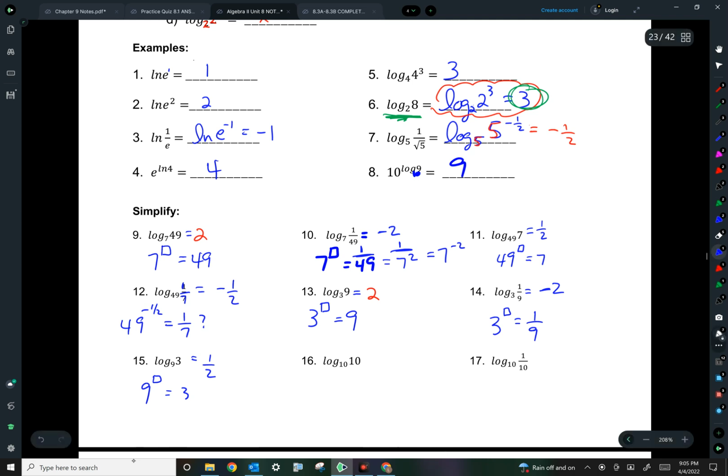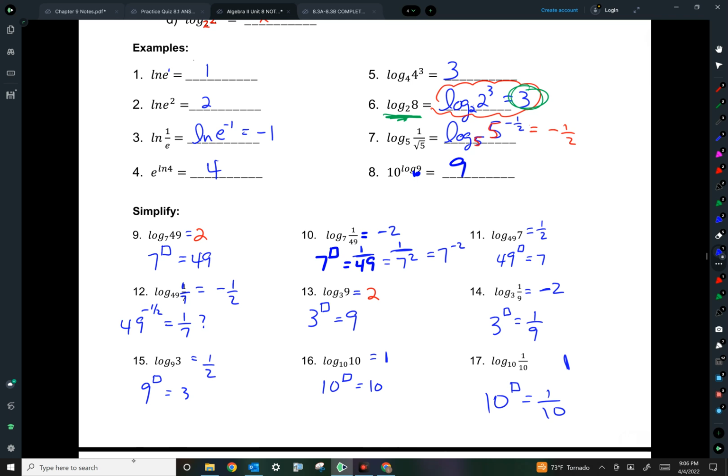Okay, what about this one? 10 to what power equals 10? Well, the only way to end up with the same number is if your exponent is 1, isn't it? Okay, what about this one? 10 to what power equals 1/10? Well, I know the exponent is 1 because I want it to stay at 10, but the fact that the 10 is in the denominator means I wanted my exponent to be negative. So the exponent would be -1.